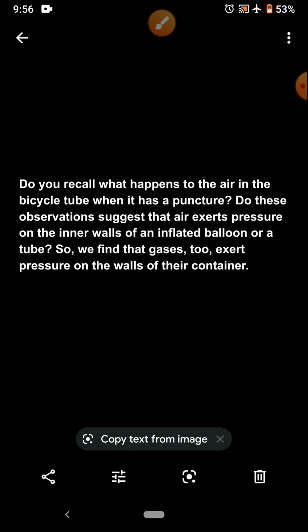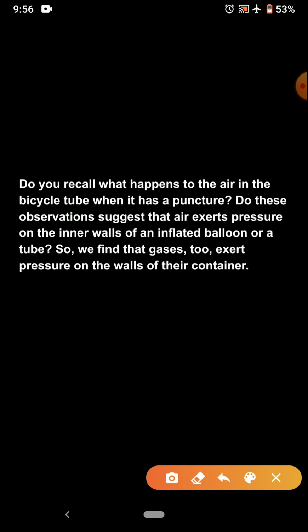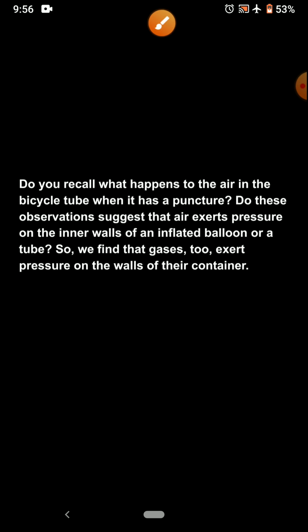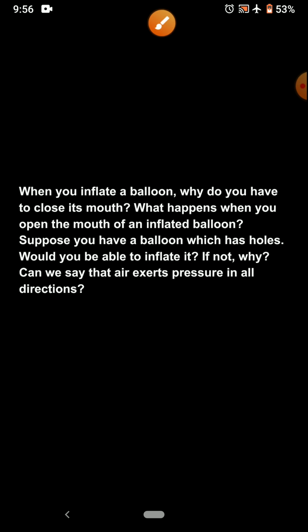Do you recall what happens to air in the bicycle tube? I have shown you in the picture that when the bicycle tube was punctured, the air came out. There is no air inside, so there is no pressure on the walls of this tire or tube. But when we inflated the tube, we find that gases too exert pressure on the walls of the container, just like in the case of the balloon and cycle tire.